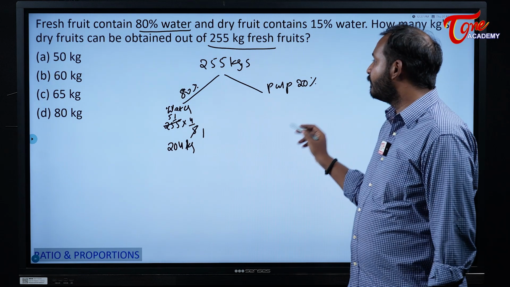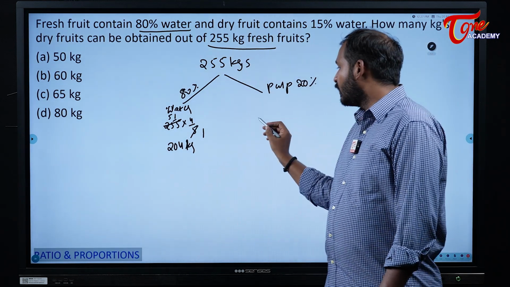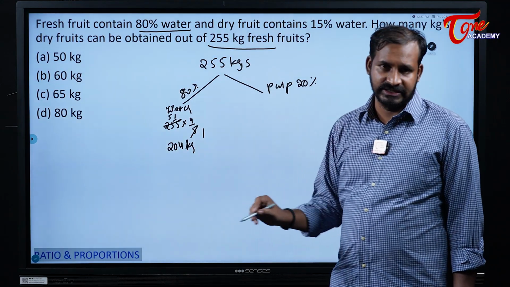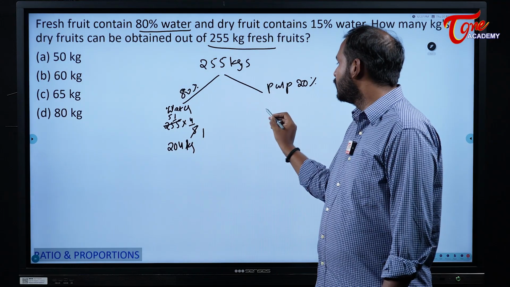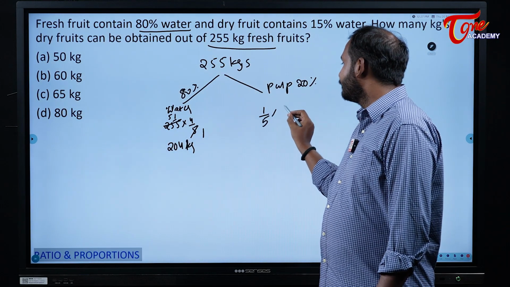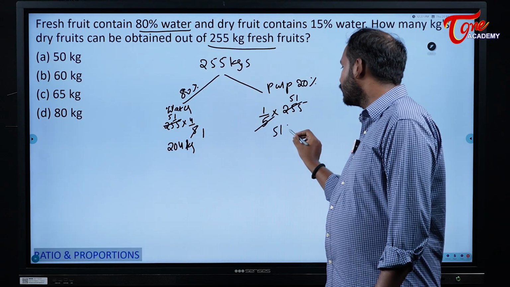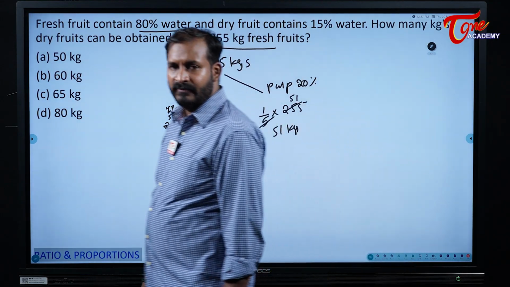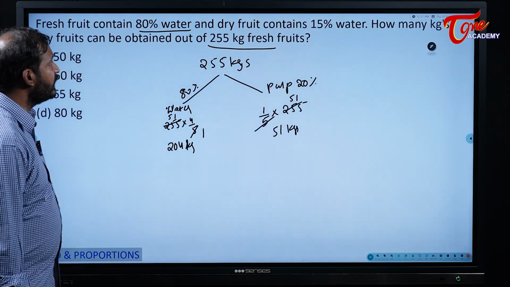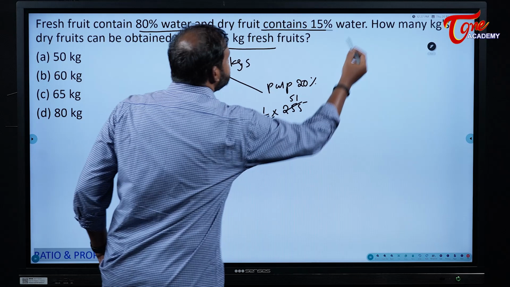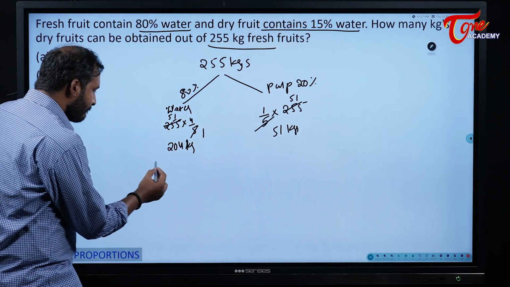And when it comes to pulp, if 204 is the water, what will be my pulp quantity? It will be 51 kgs. If you want, you can solve this one also this way: 20% means 1 by 5 into 255. Like this also you can tell 51 kgs will be pure pulp. When it comes to water, it will be 204 kg. Now when it comes to the dry fruit, what does the dry fruit have? A dry fruit contains 15% of water. Okay.